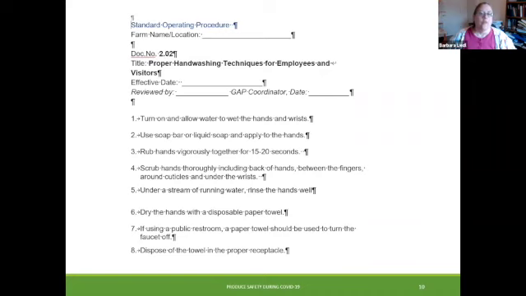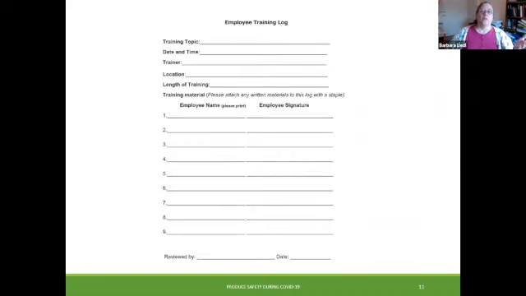There are also things like training logs. So if you train your employees on how to do hand washing, you could list hand washing SOP, what date and time, who did it, where you did it, how long the training was, and attach anything you've got with it. Have the employees print their name and sign it, and then you sign and date as the trainer. And by the way, don't forget, it's not just all your employees. If you have any family members that help on the farm, they need it too. And you count as an employee.